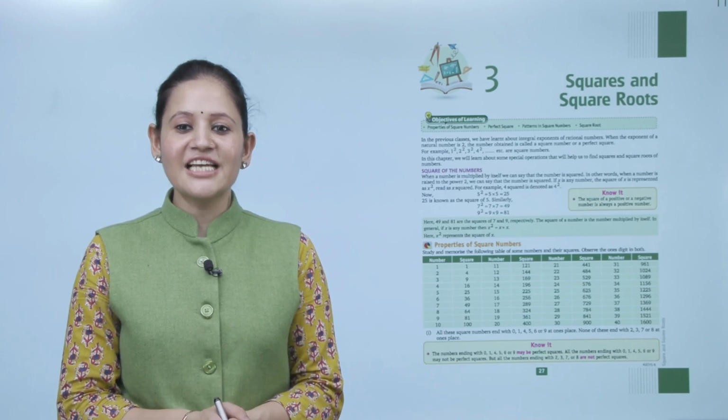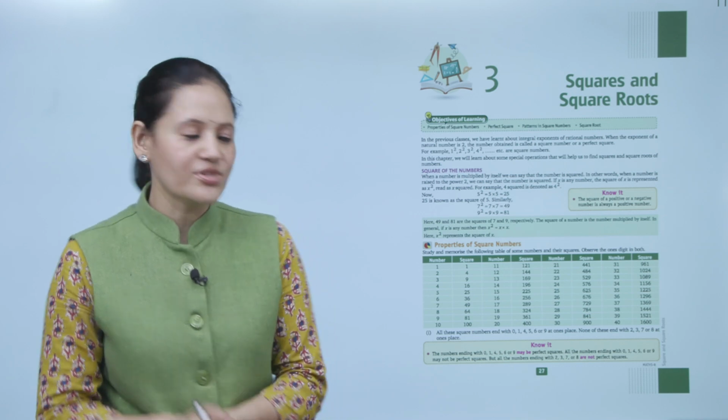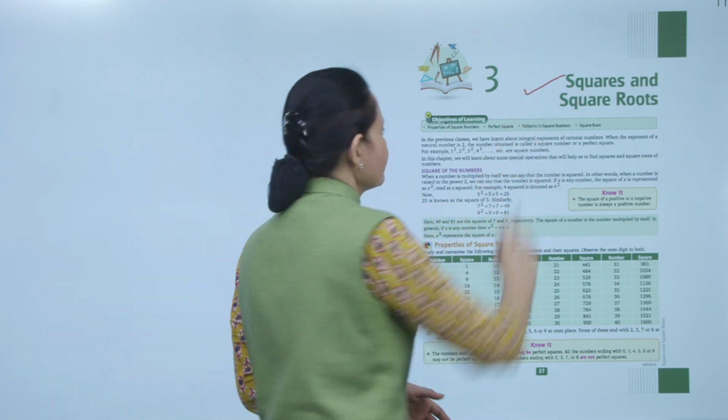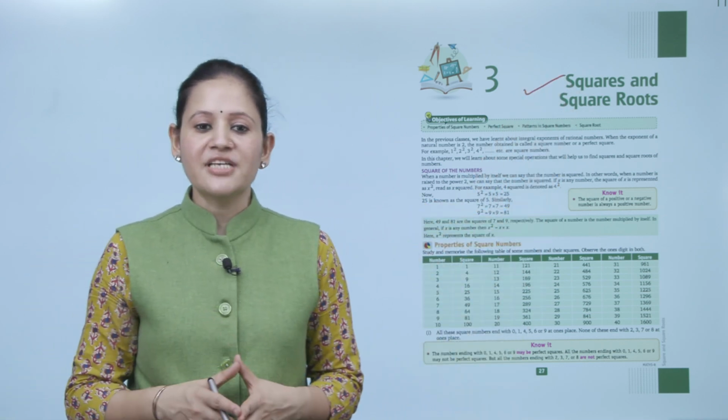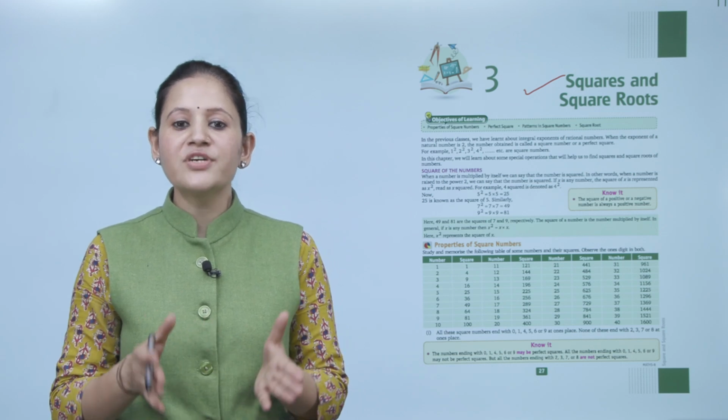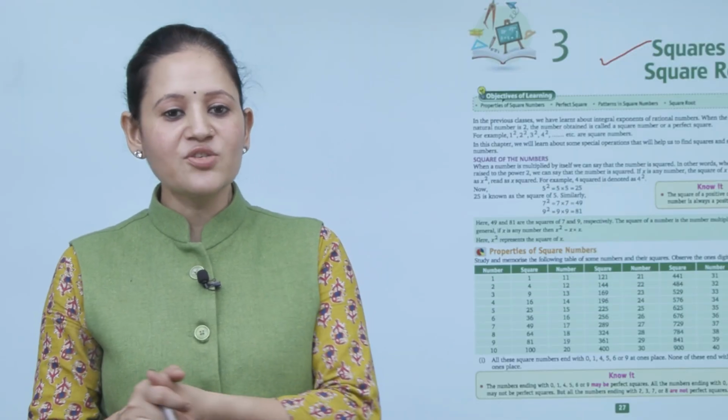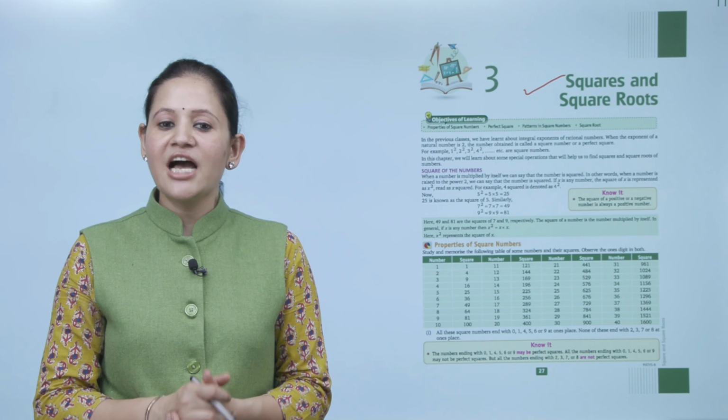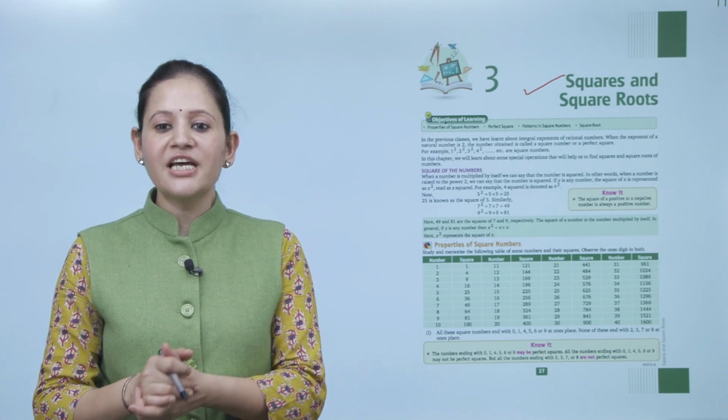Welcome to today's maths class, and today we'll do square and square roots. Our learning objectives are properties of square number, perfect square, pattern in square number and square root. In the previous class, we have learned about the integral exponent of the rational number.